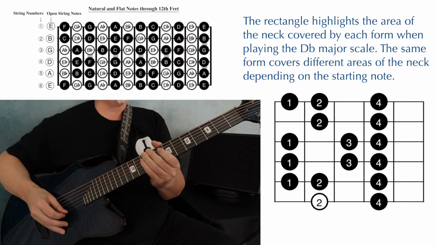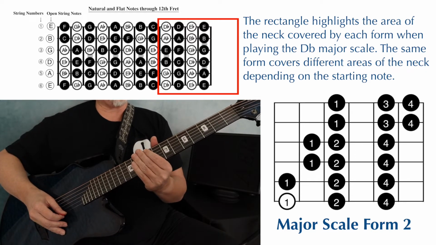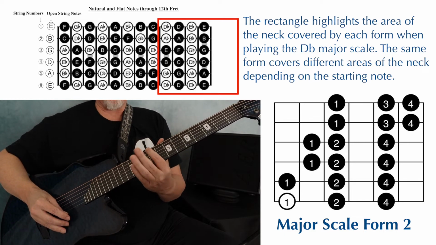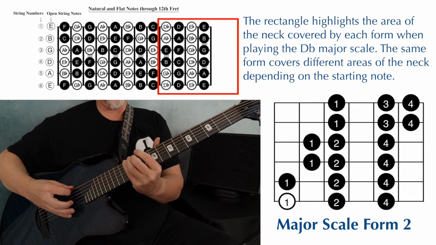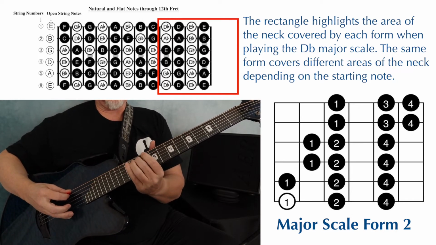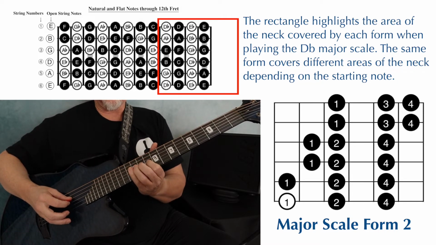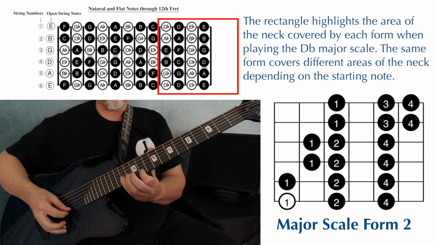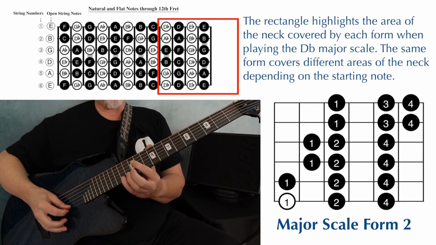Major scale form 2 also starts on the 6th string with your first finger. So we start on that same D flat at the 9th fret, and I'm going to play this and say the pattern. Remember, you start the pattern after your first note. Whole, whole, half, whole, whole, whole, half, and that's where we stop in the pattern. Make sure you play it the other way.